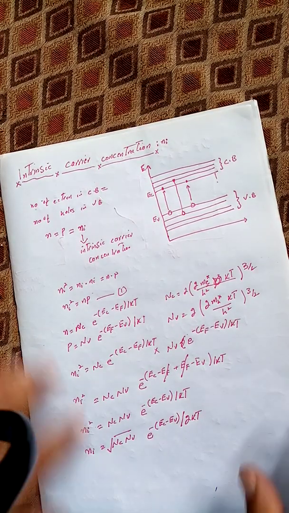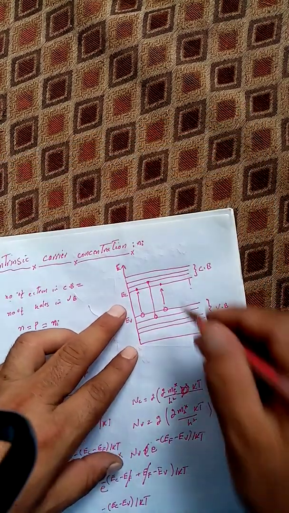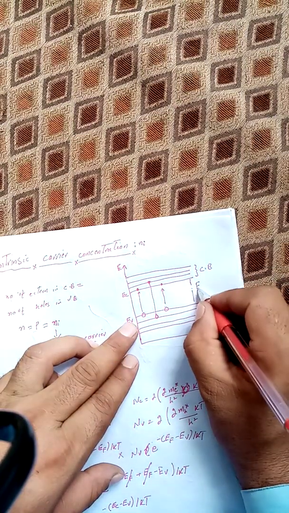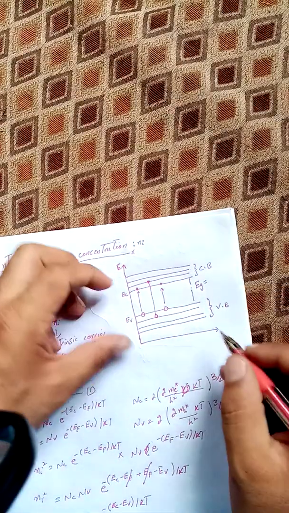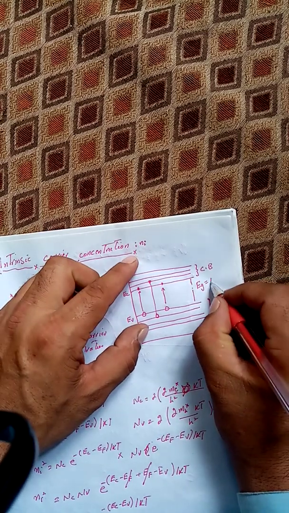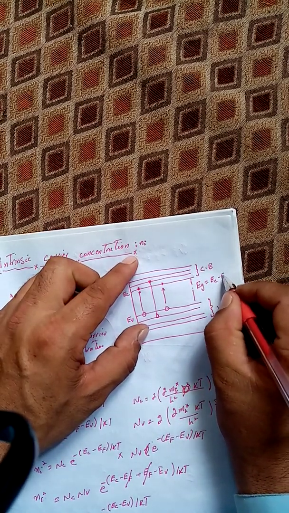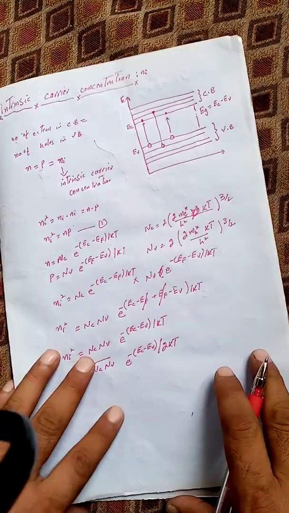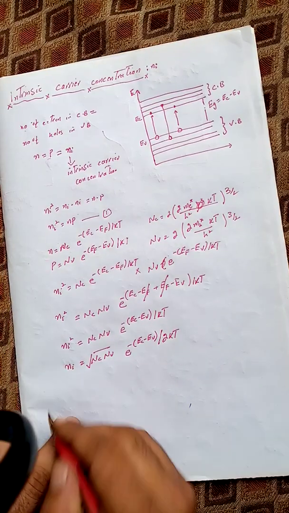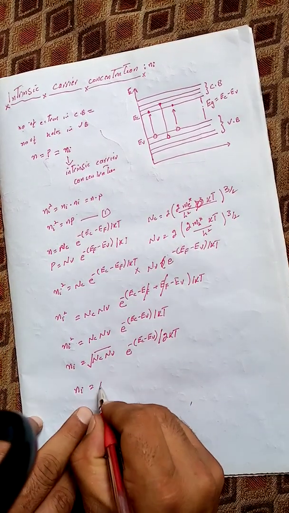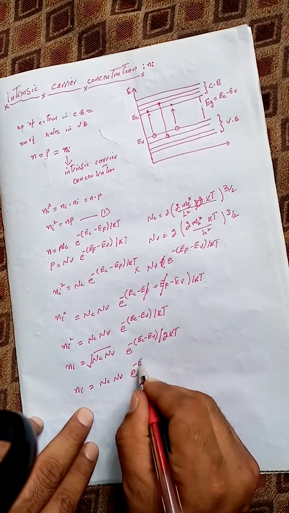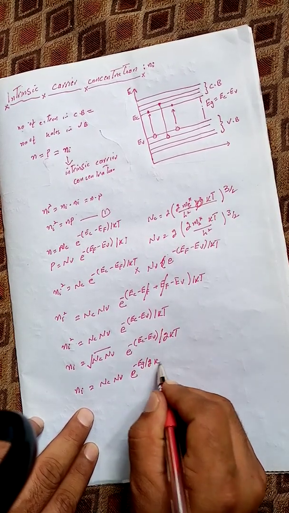Now if we look at this picture, the gap between the conduction band and the valence band is called the energy gap, which is represented by Eg. If we subtract Ev from Ec, we get this gap. So instead of Ec minus Ev, I will put Eg. So Ni is equal to square root of Nc Nv exponential of minus Eg over 2kT.